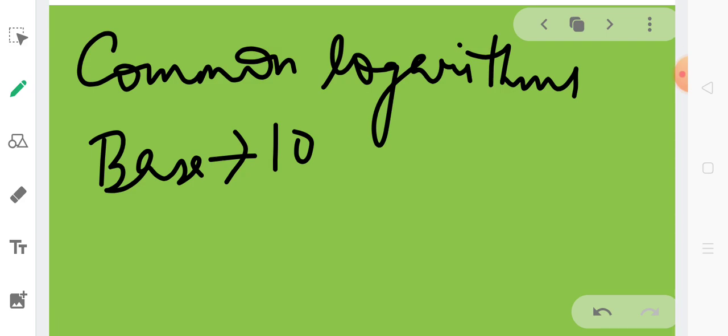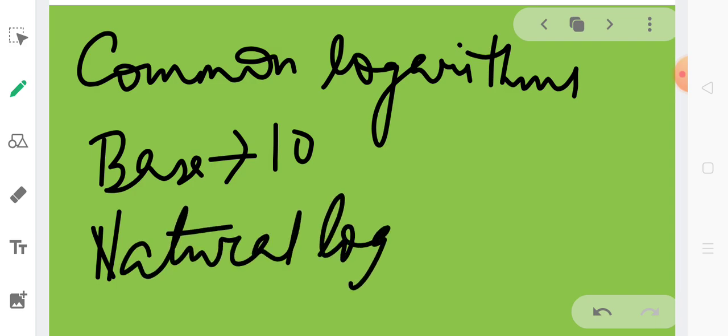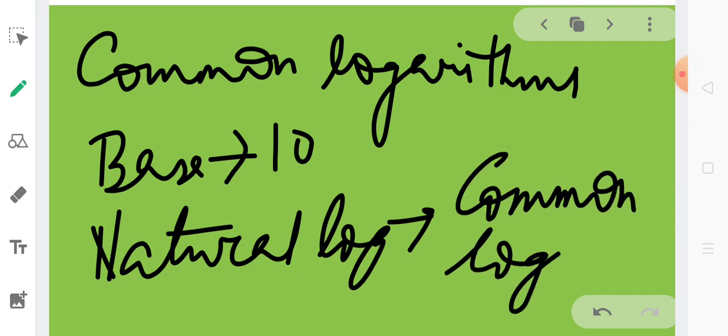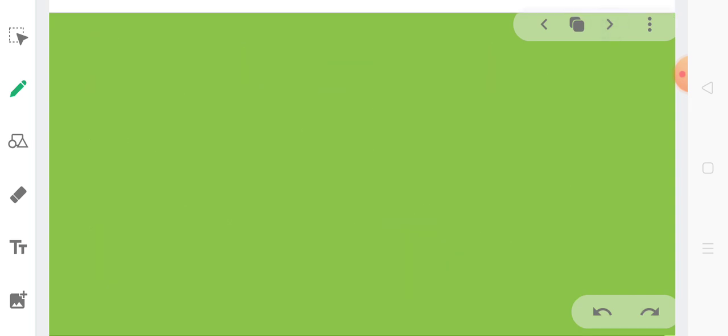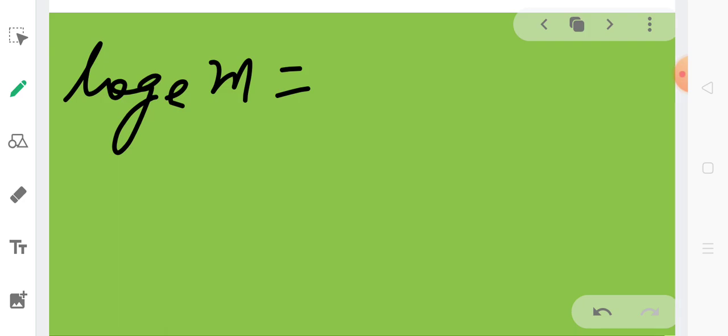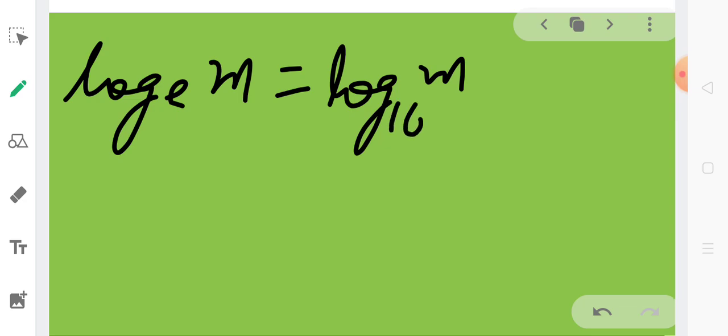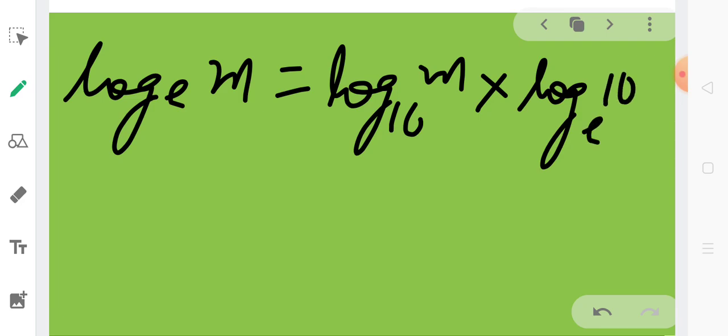Now one main question: how to convert natural log to common log? How to do this conversion? So I hope you remember the base change formula. We will be making use of the base change. I want to change from base e to base 10, and for this I have to multiply it with this value, isn't it?